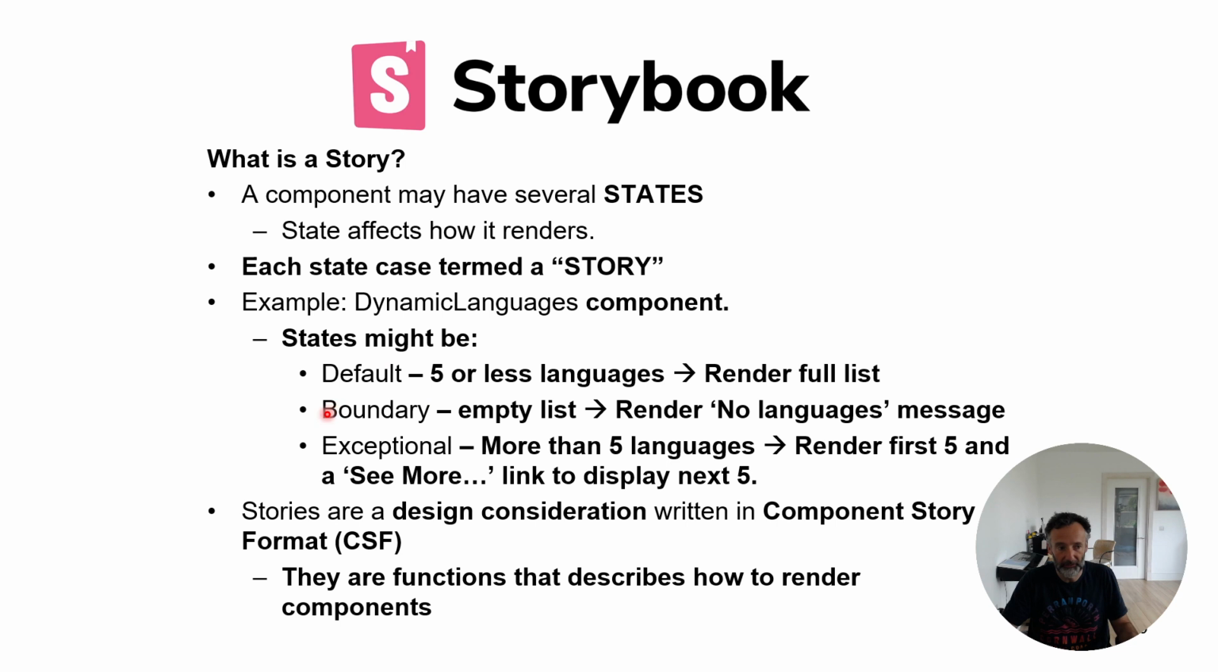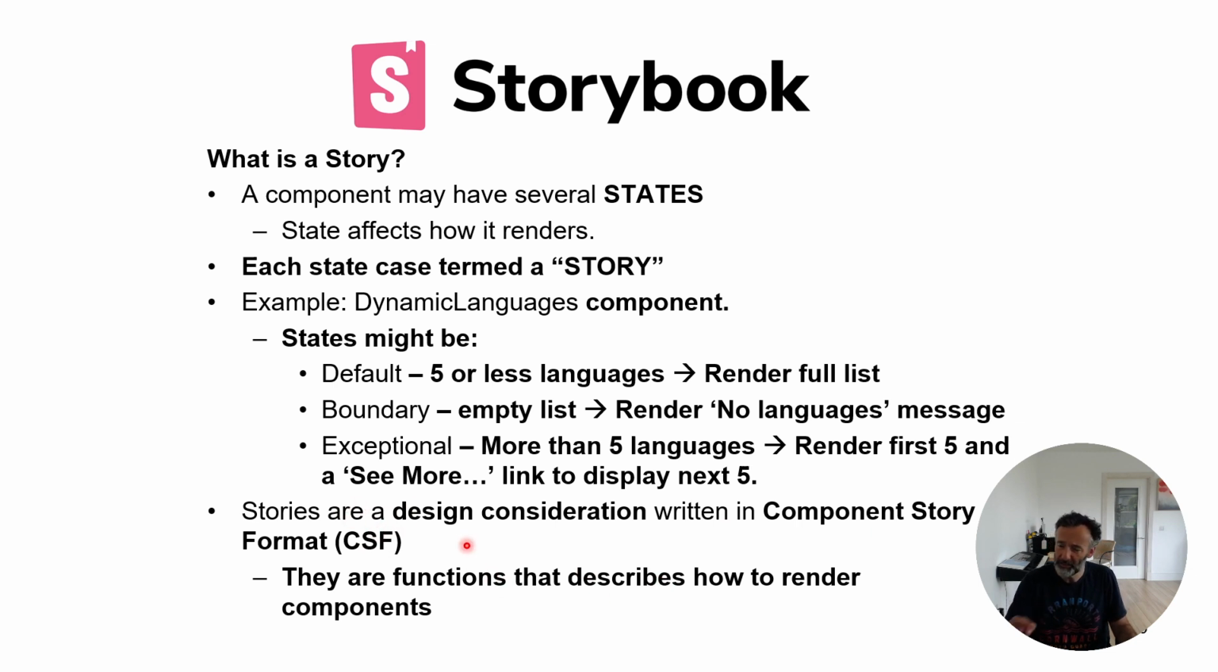So we have the default story, a boundary story. Then we might have an exceptional story where we have more than 5 languages. In that case, we want to render the first 5 and then have a see more link down the bottom, right? So these stories are design considerations. You can think about that. There are different states or design considerations for this user interface component, this React component we're developing, right? And they're written in what we call component story format, or CSF. And these are functions that describe how to render the component.